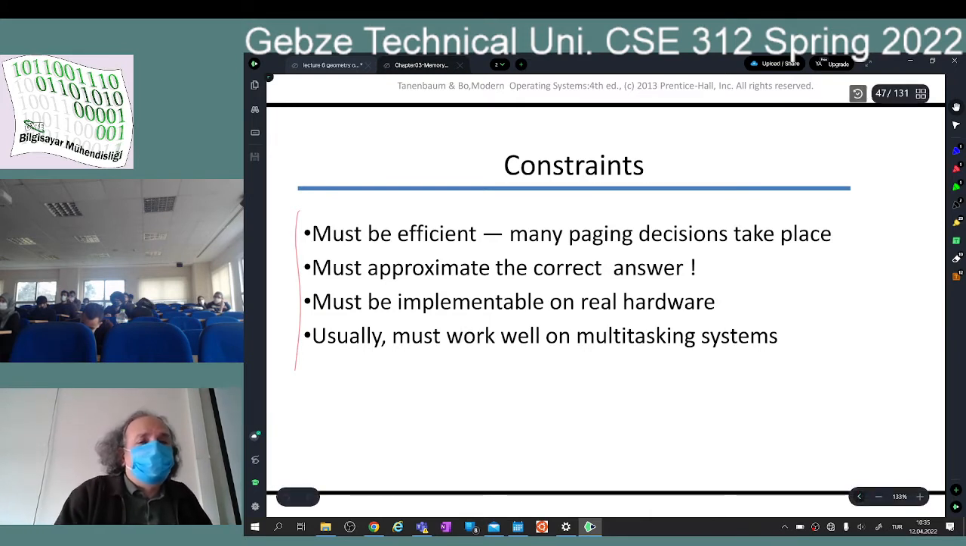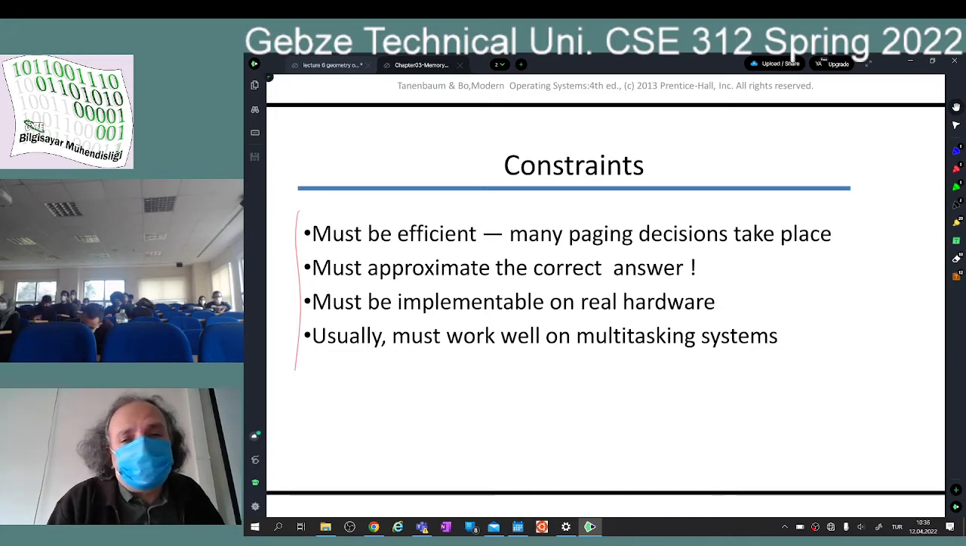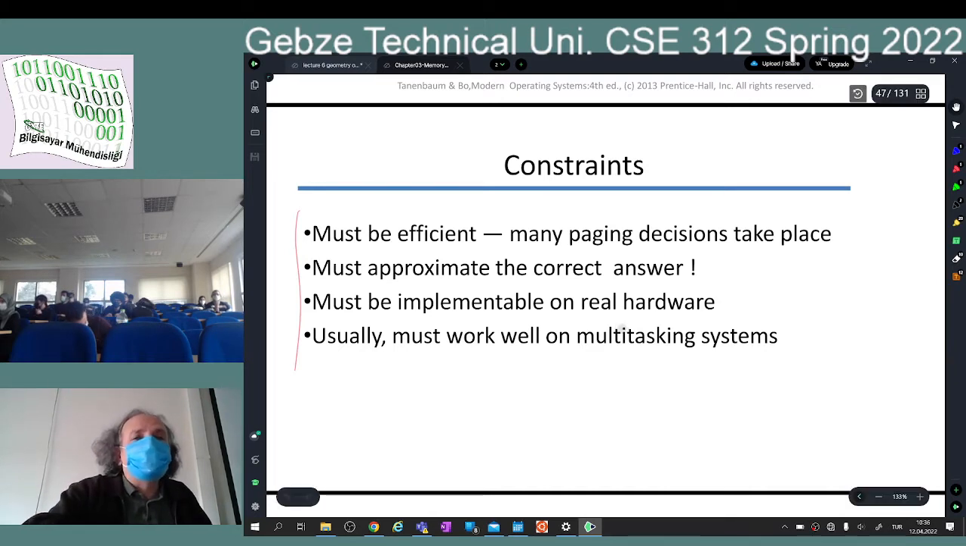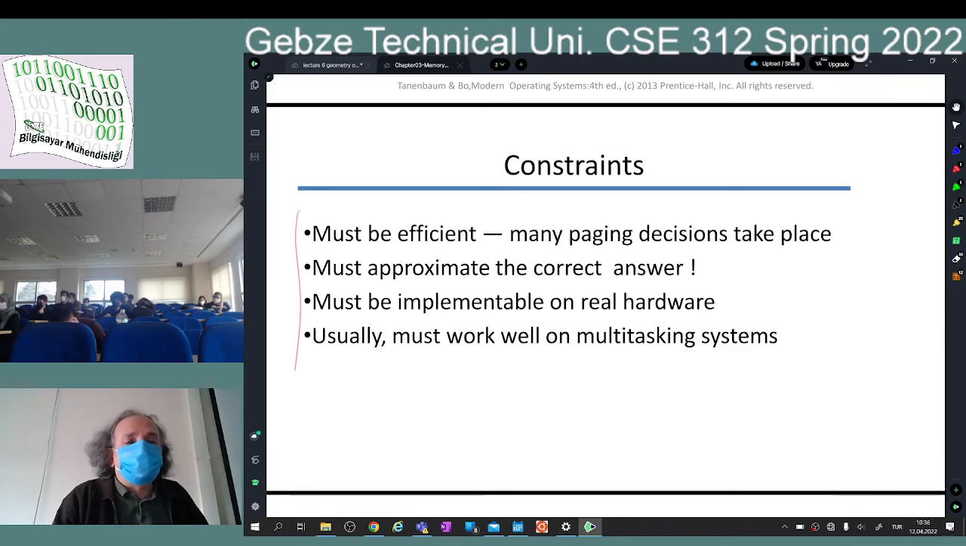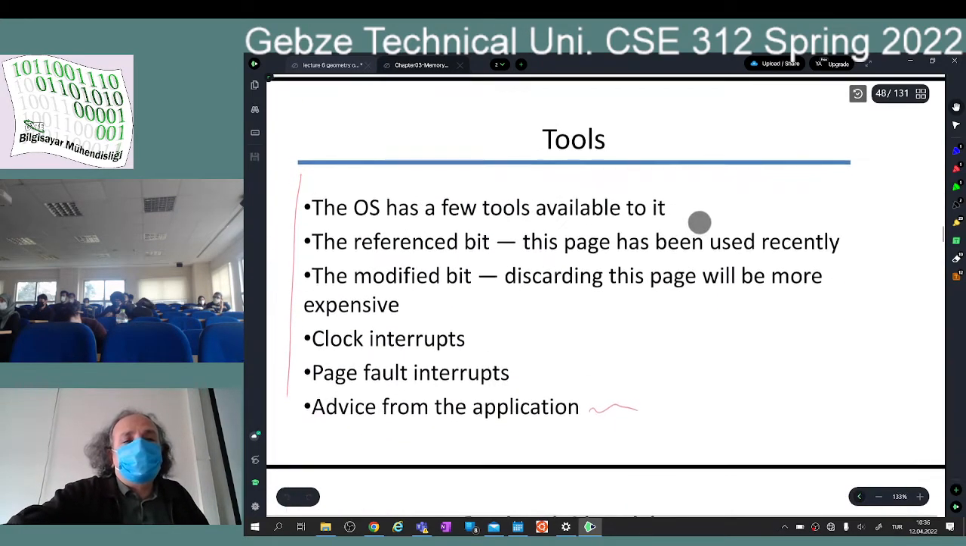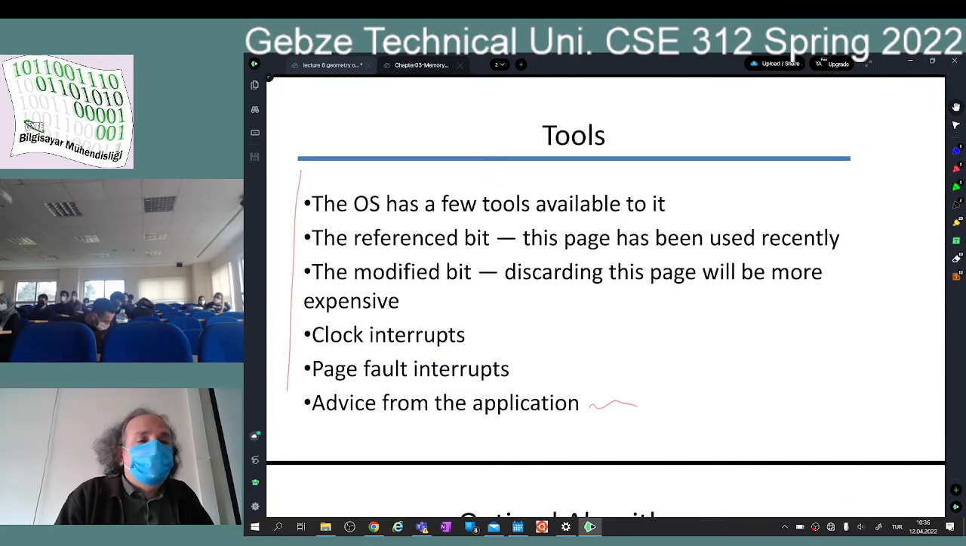And usually we say that it must work well on multitasking systems. Never forget that we are on a multitasking operating system. There will be more than one process. We are not talking about a single process only. We are talking about multiple processes, and we should be careful about those. Those are the constraints. Considering all of these constraints, we are going to implement our page replacement algorithms, and these are the tools that the operating system offers at our disposal.